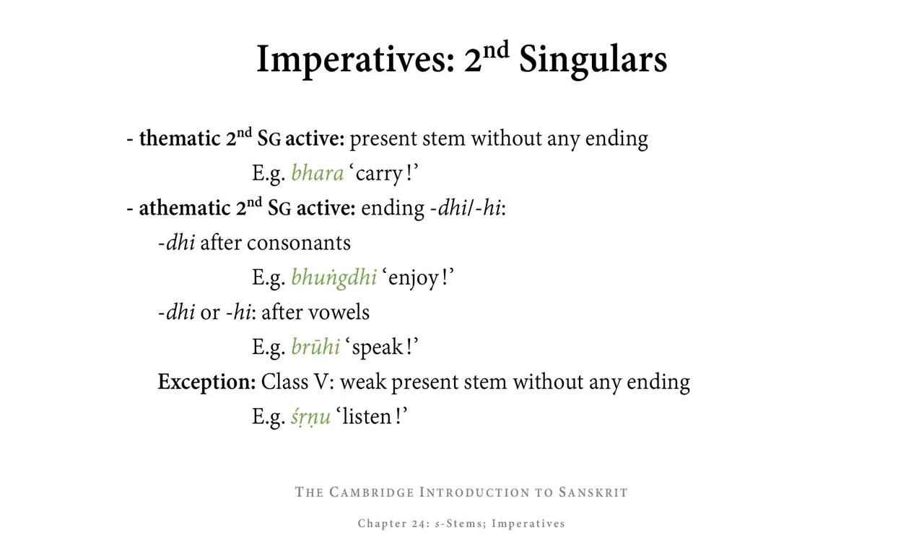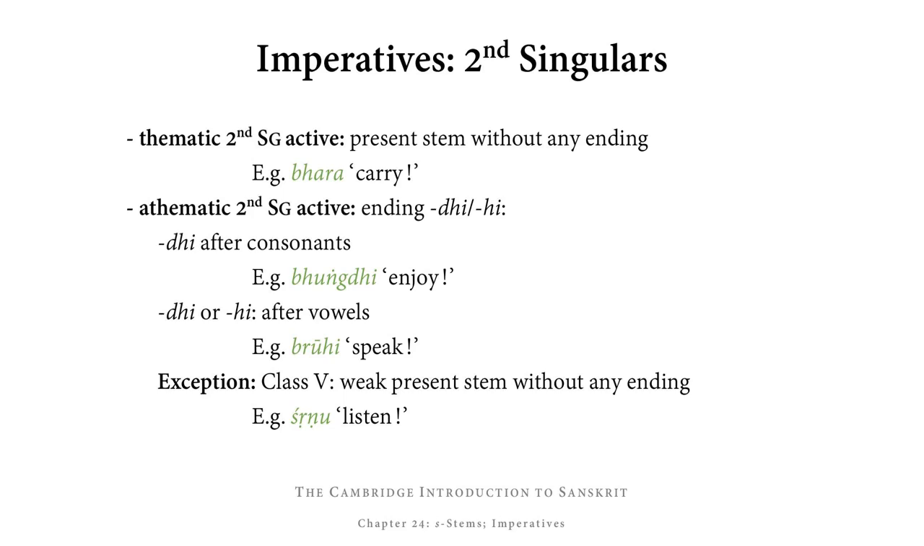That, as we said, was a fair number of new forms. So what we need to do now is see which of these forms we actually need to know. Among imperatives, the second singular imperative, and especially the second singular active imperative, probably is the one that appears most frequently throughout Sanskrit literature. So let's make sure that we know the various shapes that it can take.